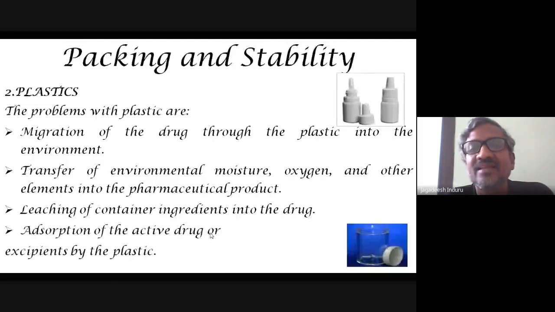So we need to account for these things when testing our stability in advance, so that we do not have such problems, by keeping the product in these containers and studying in the laboratory whether there is any reduction in the preservative, drug or dye.